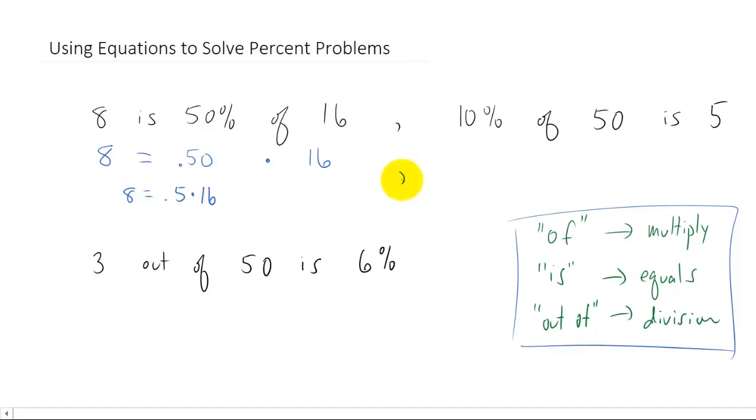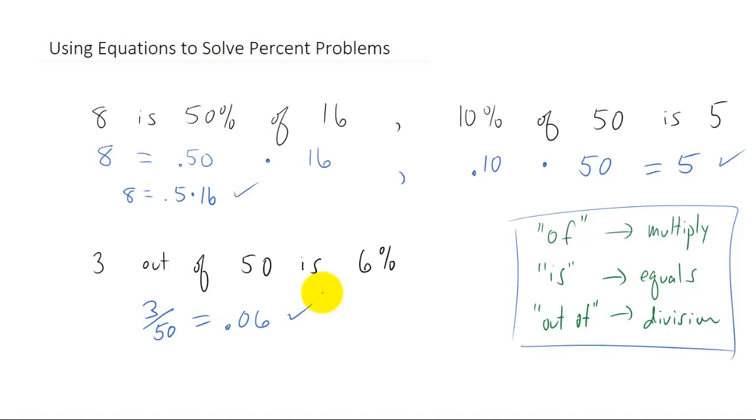Let's do the same thing over here. 10% is 0.10. "Of" translates into multiplication. 50. "Is" translates into equals, and 5. So we just wrote that 0.1 times 50 equals 5, which is also true. And this last one, 3 out of 50. "Out of" is division, so there's 3 out of 50. "Is" is an equal sign. 6%. 6%, if we move the decimal place twice, is written as 0.06. And that's a true statement as well. 3 divided by 50 is 0.06.